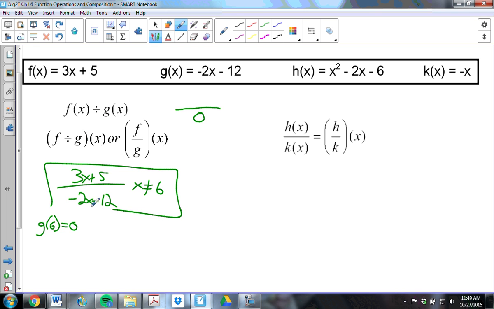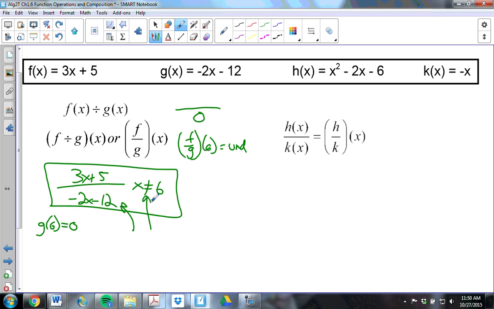X can't be 6 because g of 6 is 0, and that would mean I was dividing by 0 on the bottom, and that's a problem. I'm not allowed to divide by 0, so when you have division, you have to worry about what the denominator can't be. What this means is if I were to find f over g of 6, I would get undefined, because that would have me dividing by 0 at some point, and I'm not allowed to do that, and that's what this is saying. You just can't plug in a 6.